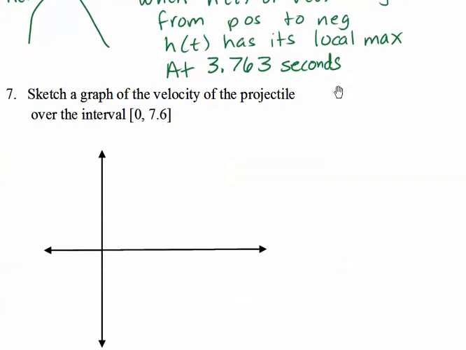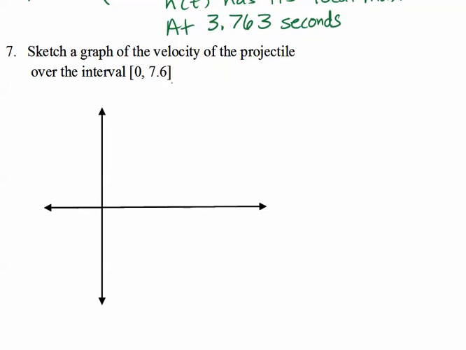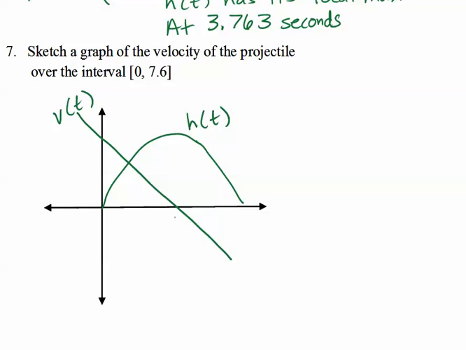And I think we have one more thing to go here. Sketch the velocity of the projectile over the interval. Well, our velocity function, we know that the parabola is second power, so we know that our velocity function is linear when our height function is quadratic. And we just located this point right here, 3.763 seconds is where the parabola reaches its maximum. So it was where the first derivative changes from positive to negative. And that should do it.